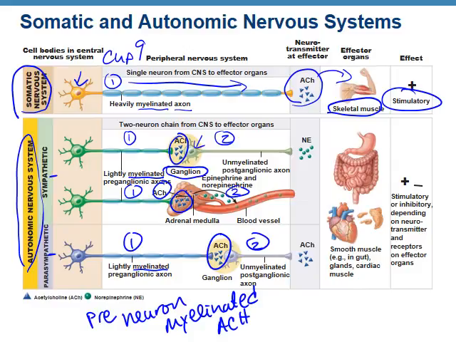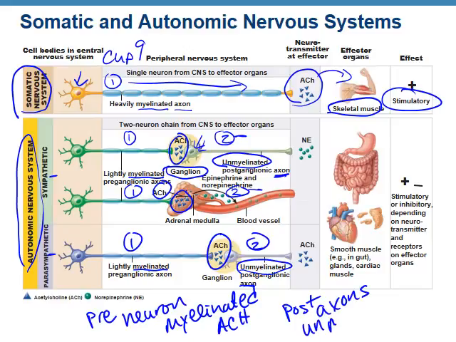Here's the ganglion. Remember, what's the ganglion? It's a collection of somas. There's more than just one. This is a simplified version. What do you notice about all of the number twos? Unmyelinated, unmyelinated. Why do they say just axon instead of neuron? Well, because where's the soma? The soma is in the ganglion. So all of your posts are axons from a neuron, right?